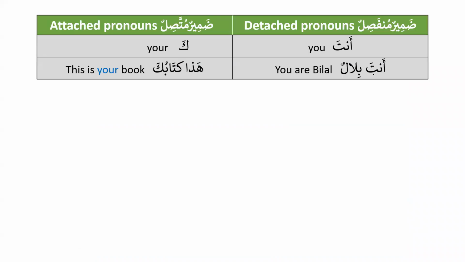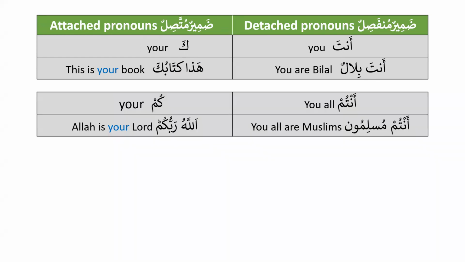Now, when we talk about the pronouns, we know that there are two types of pronouns. We have detached pronouns, damirun munfasilun, and then we have attached pronouns, damirun muttasilun. Anta means you, and when we talk about the attached pronoun, we say ka. For example, anta bilalun, you are Bilal, and hadha kitabuka, this is your book. And today, inshallah, we will see that when we talk about the plural, we say antum, you all.